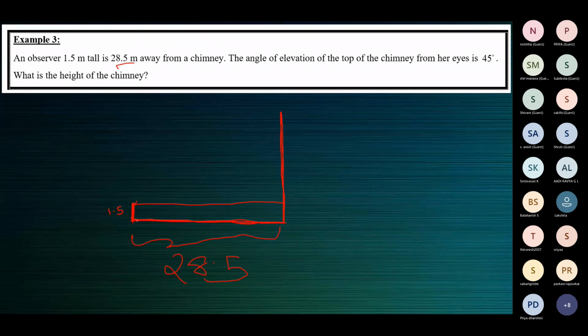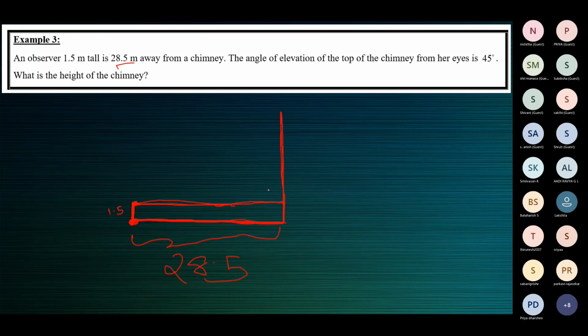This is the ground level. This is not the horizontal line. This is the foot of the observer. This is the eye of the observer. And this is the horizontal line through the eye of the observer. So we've got one arm of the angle of elevation, the horizontal line.